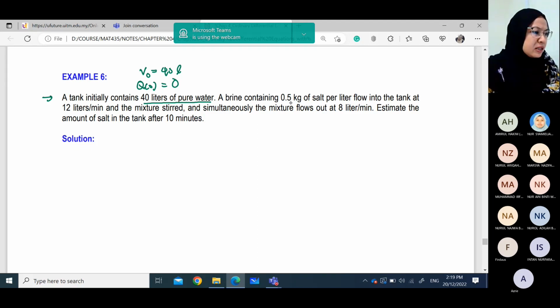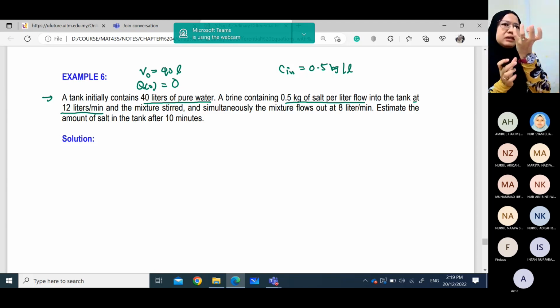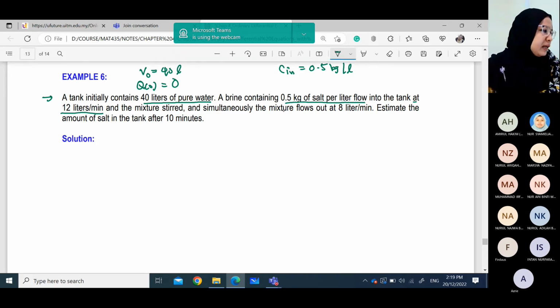So next, a brine containing 0.5 kg salt per liter flows into the tank at the rate of 12 liter per minute. So this one, 0.5 kg of salt per liter, is our C in. Concentration in here is 0.5 kg per liter. Okay, so maknanya setiap liter dia masukkan 0.5 kg garam dalam air garam tersebut. And then into the tank at 12 liter per minute. So this one is our flow in.